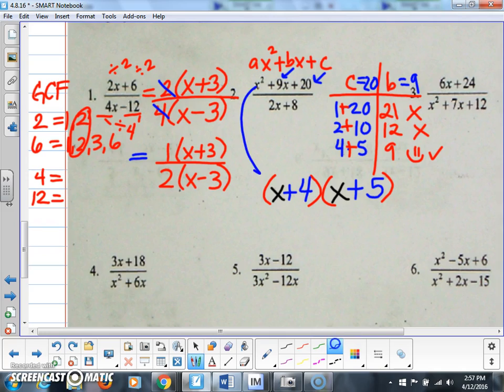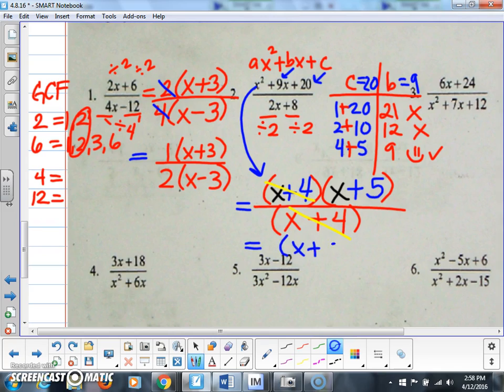So I have now factored out the numerator. I now need to factor out the denominator. This is only 2 terms, so what can I get out of 2 and the 8? What do they have in common? 2. So I'm going to divide 2x by 2 and 8 by 2. What is 2x divided by 2? 1x, good, plus 4. Yay, we have a match. There's a match between the numerator and the denominator that I can cancel out. And then x plus 5 over 2. Just x plus 5. Why x plus 5? Because everything else canceled out.